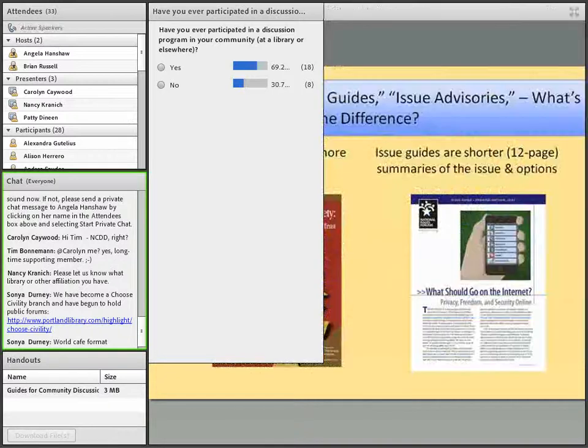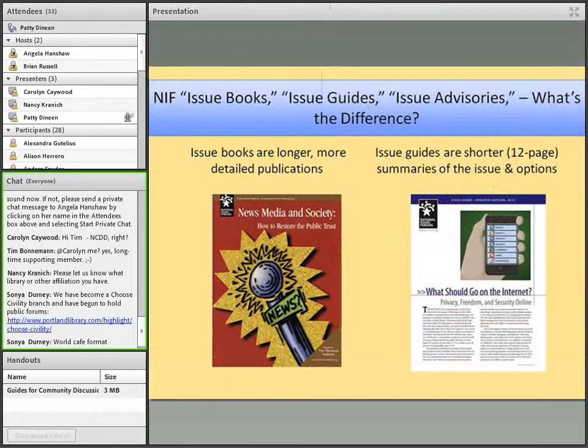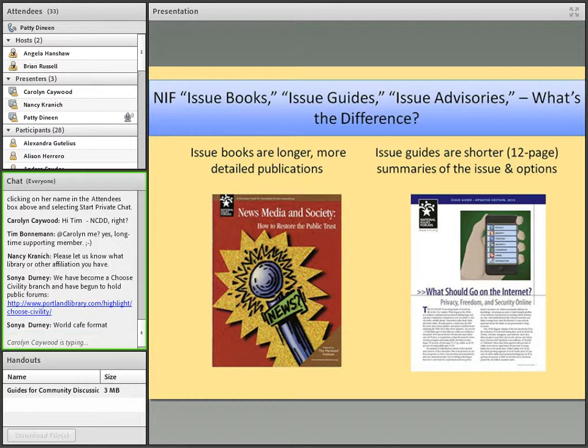So let's take a look. As I said, the National Issues Forums guides are the ones I'm most familiar with. We now have several different kinds. We have issue books. That's an example on the left there, News, Media, and Society. These are longer. These are the ones that are older as far as when we've produced these. They're usually at least 30 pages long. They're more detailed. They go into more depth.